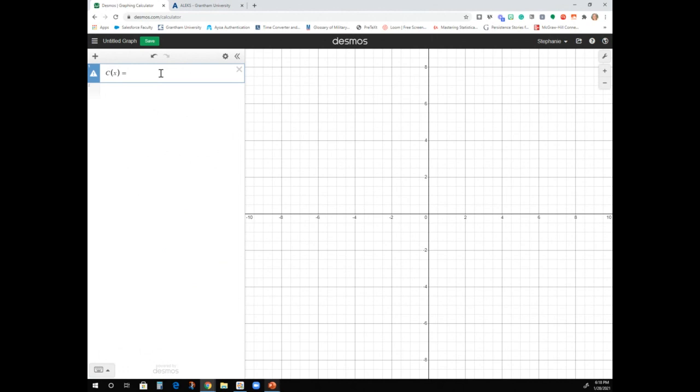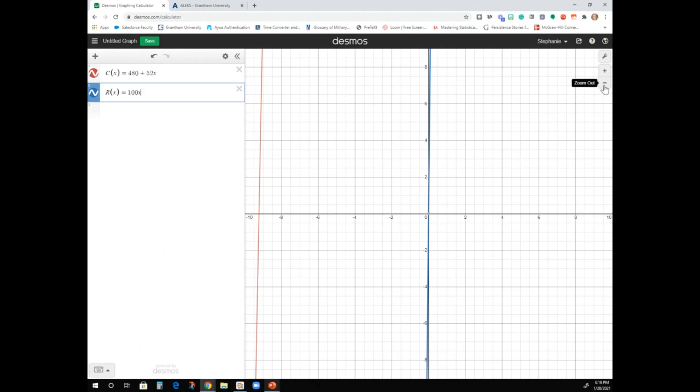C of X equals 480 plus 52X. And so now we've got some line. And then I'm going to type in my next one, R of X equals 100X. So when you're solving graphically, you're trying to find where they intersect. And right now they're not crossing anywhere. So we have to adjust our graph.